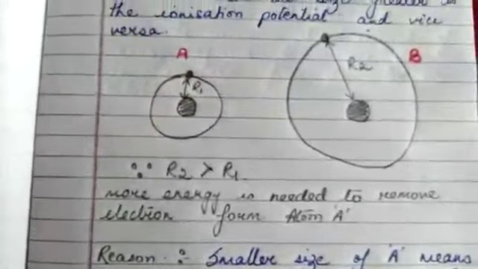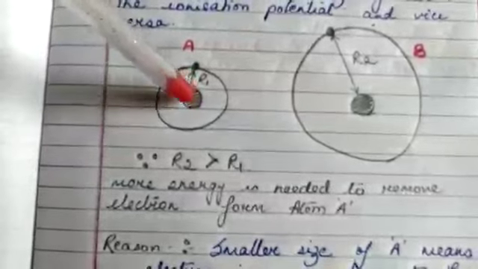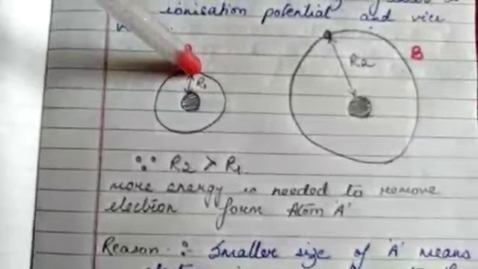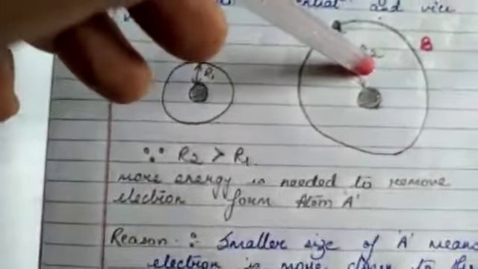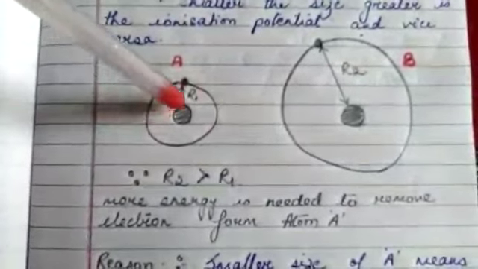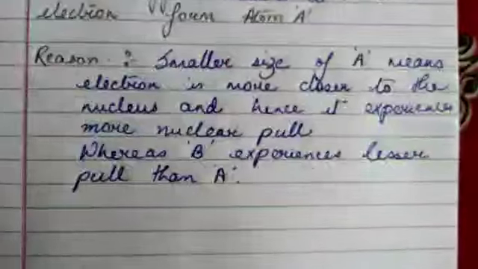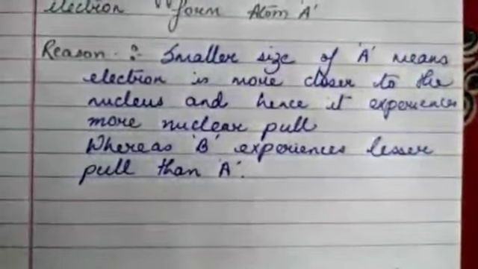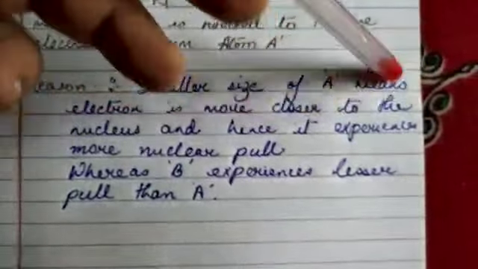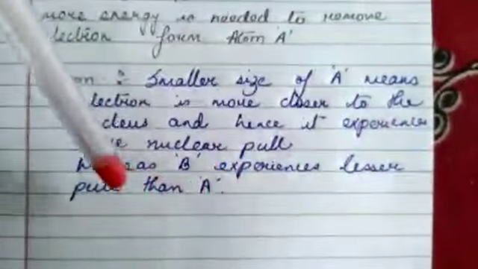As a result of this, what happened? What we have learned earlier, that since the size is very small, the nucleus will be pulling the electrons more powerfully, whereas in this case it will not be that powerful at all. Thus, size of an atom influences the ionization potential. You can see over here, smaller size of A means the electron is closer to the nucleus and hence it experiences more nuclear pull, whereas B experiences lesser pull than A.